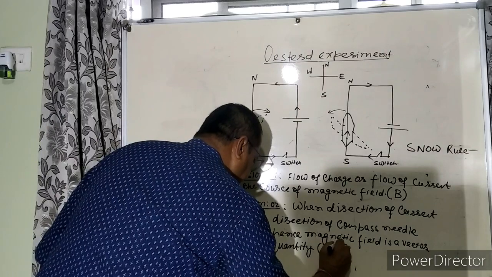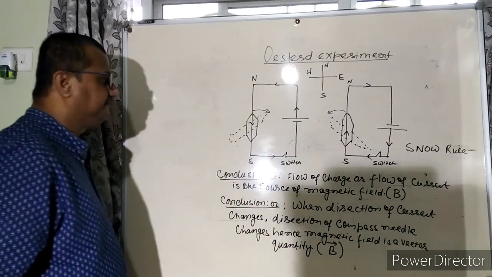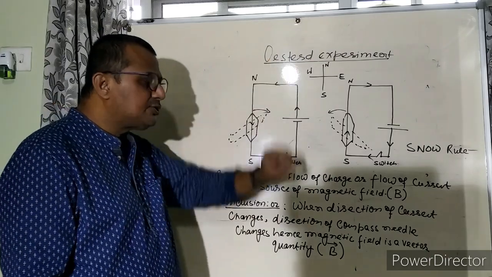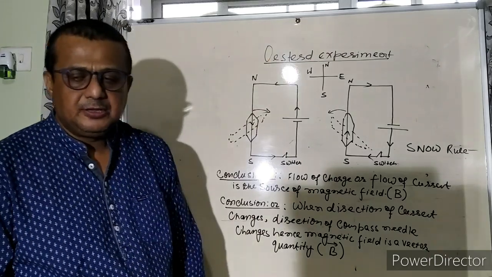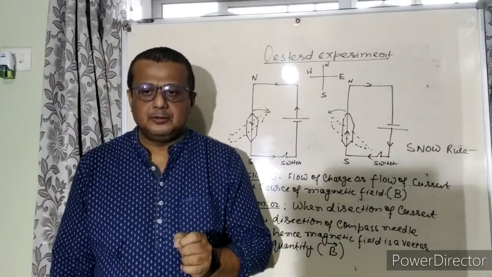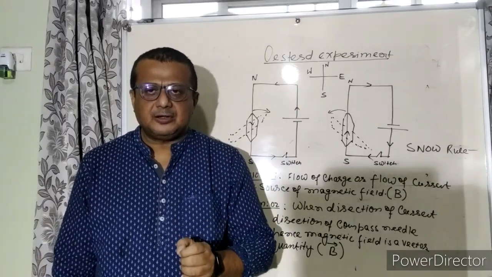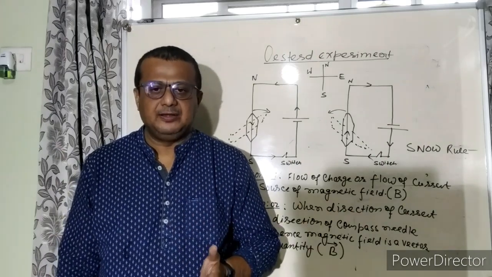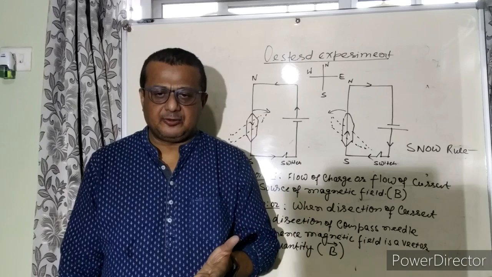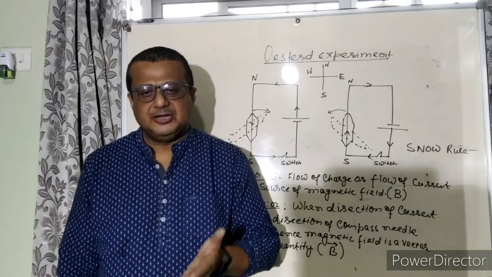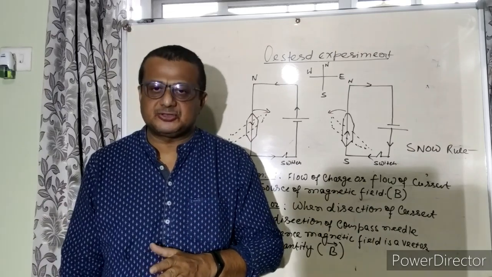That is B, the magnetic field vector. So Oersted demonstrated that a current-carrying conductor, a conductor through which current passes, is the source of magnetic field. Magnetic field is a vector quantity, and its SI unit is Tesla and CGS unit is Gauss.